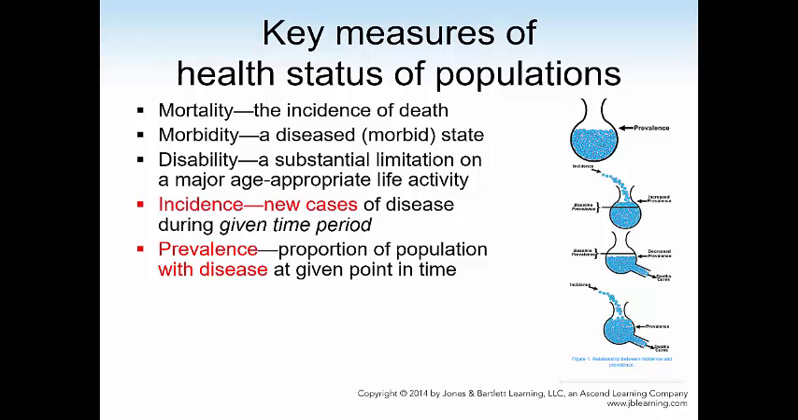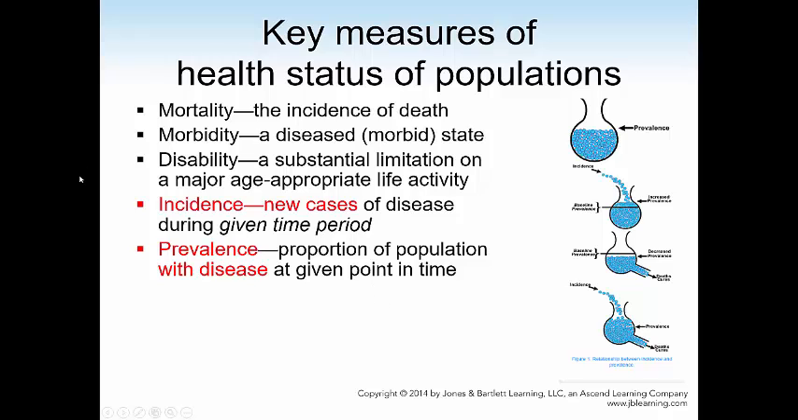And the book didn't have it in this order, but even though mortality talks about the incidence of death, I wanted to compare incidence and prevalence. Sometimes this is hard for students to tell apart. So first of all, incidence. Incidence is new cases. I have this highlighted in red. So it's new cases of disease during a given period of time. Prevalence is a proportion of the population with disease at given points in time.